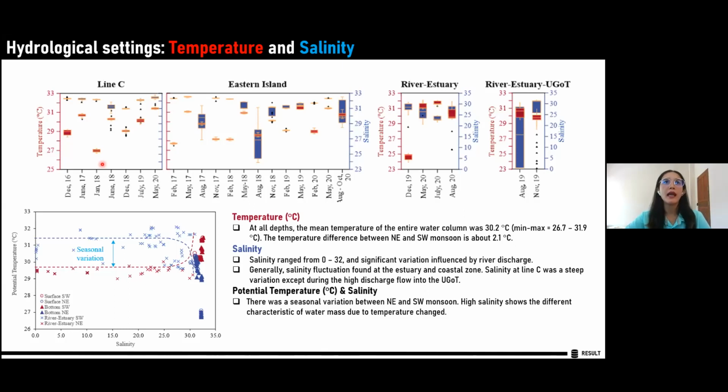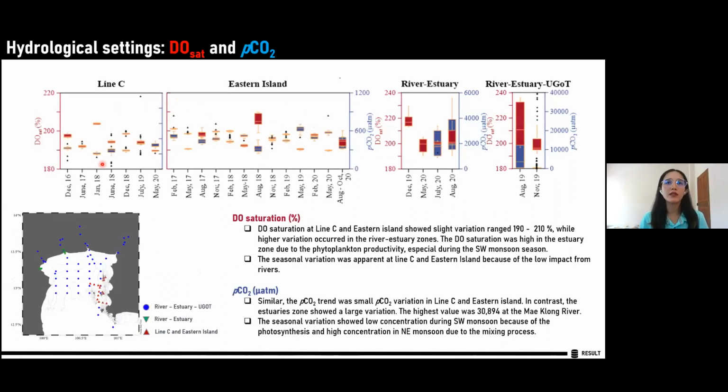And for the DO saturation at each island and also the Lysi, the variation ranges between 190 and 200 and above. The high variation occurs in the estuary and river zone close to the coastal zone due to phytoplankton productivity, especially during the southwest monsoon. A seasonal variation appears a little bit in the Lysi and Eastern Island, but both of these areas have a low impact from the river.